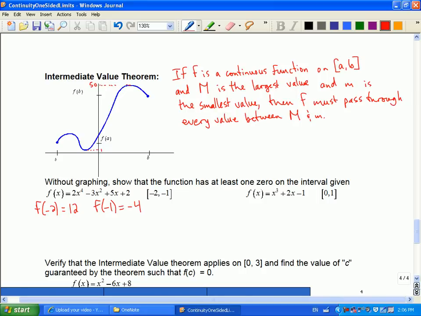So what do you think? How could you explain to somebody that there must be a 0 in here? Intermediate value theorem.